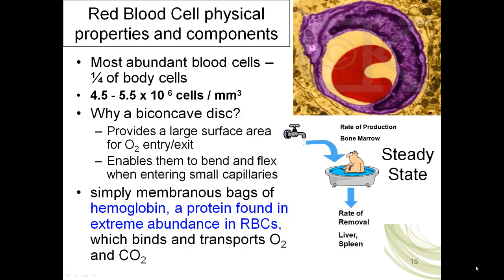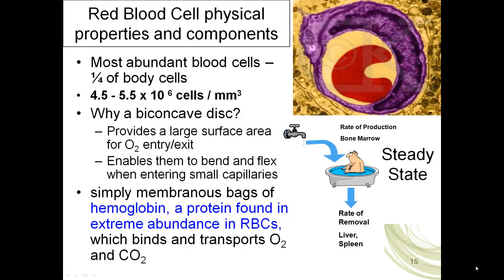Now, other red blood cell properties. The red blood cells are the most abundant cell in your body. I have said many times you are 100 trillion cells big, and a quarter of those cells are red blood cells. So you have 25 trillion red blood cells in your body.